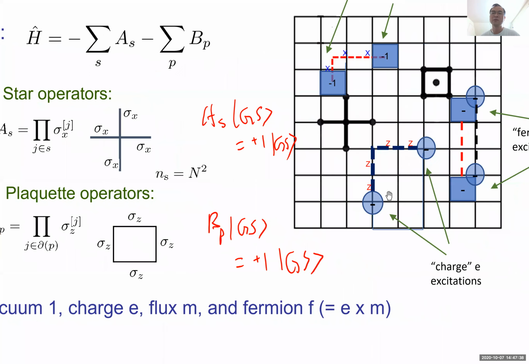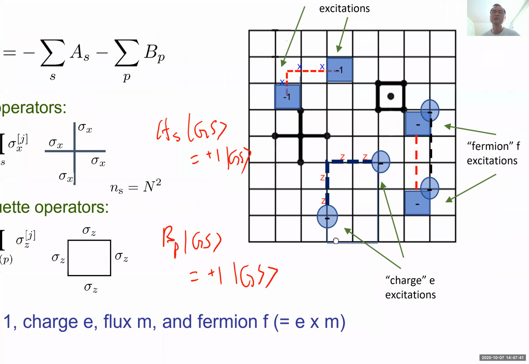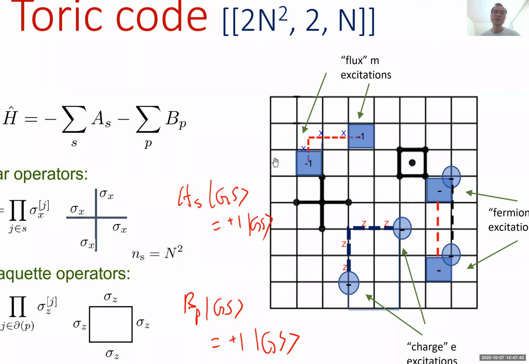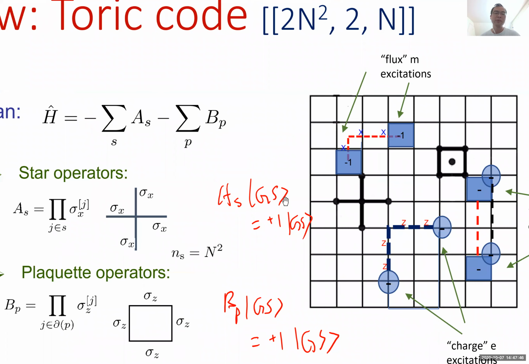Now, this particular one, we call it charge excitations. The other one is a violation of the plaquette operator. Basically, you use X because it anti-commutes with sigma Z. So you create two minus signs on neighboring plaquettes. But if you apply one more, it will move one of the minus signs along the direction you apply the X operator. So you see that this creates a pair of m excitations.